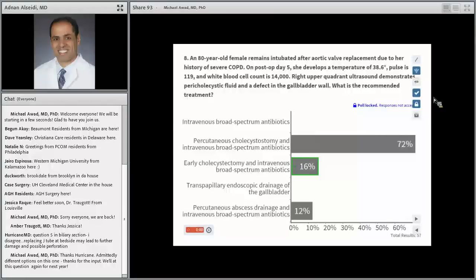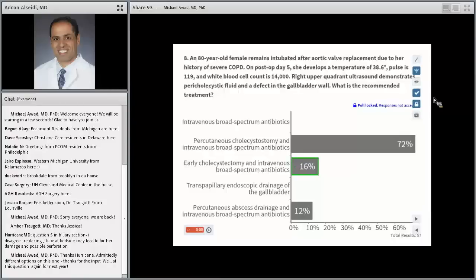So I figured that this would be a challenging question. The answer is early cholecystectomy and intravenous antibiotics. And the key is how the question is asked. I think what most people answered was percutaneous cholecystostomy, because the idea here is what happens if you have somebody with acalculous cholecystitis or even calculous cholecystitis and they're sick, like this person. In that setting, yes, correct.